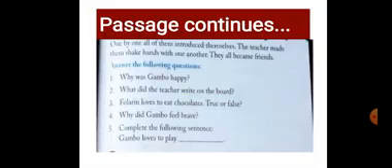Let's go back to the question. The question says number 2. What did the teacher write on the board? Now, who knows the answer to that? She wrote, "This is me" on the board. That's it. That's the answer.